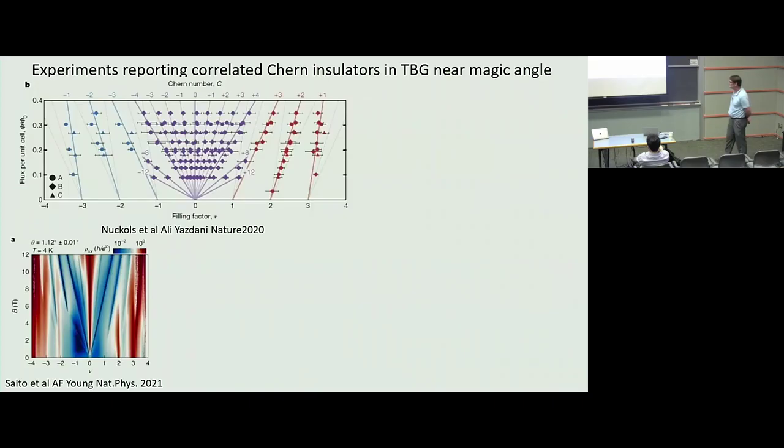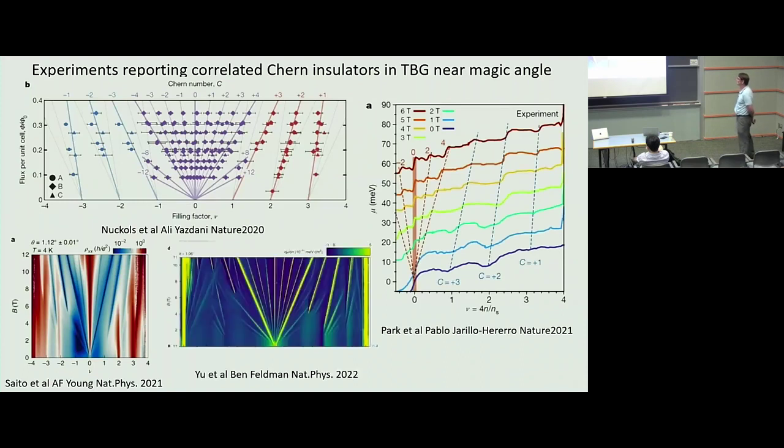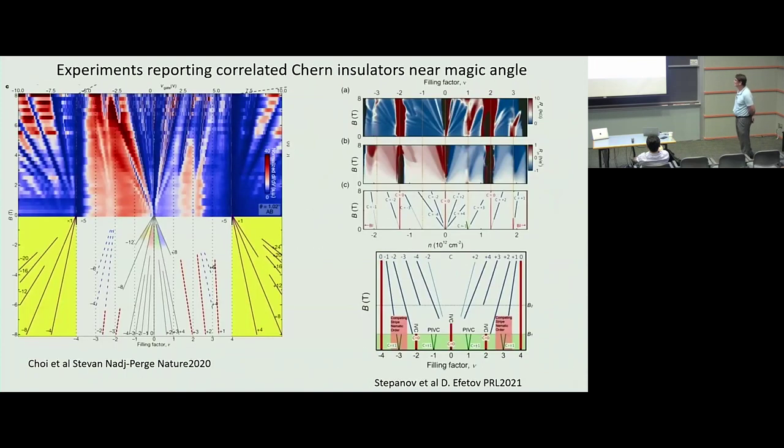This has been seen in other groups. This is from Andrea Young's group. This is from Pablo's group. This is Ben Feldman's group, Stevan's group, Dima Efetov's group. And if I didn't include the plot from your group, I apologize for that. But this is not an exhaustive list.